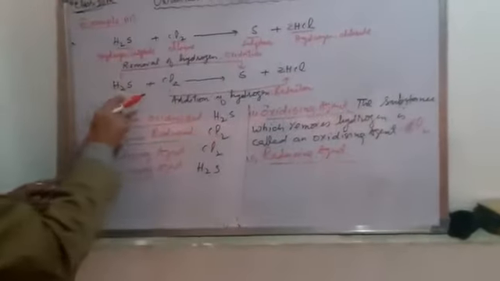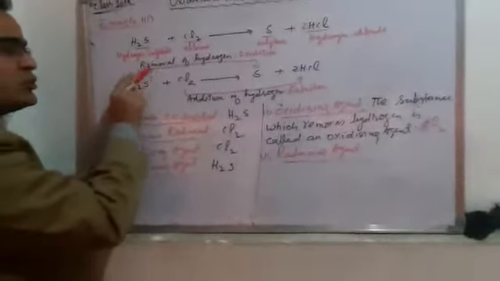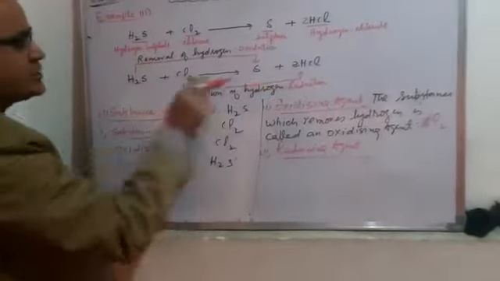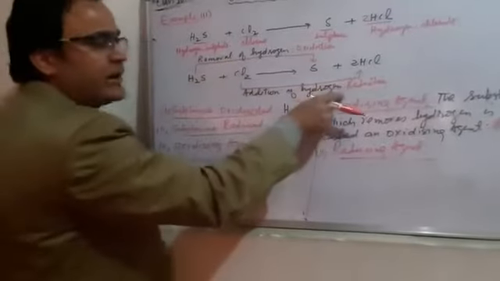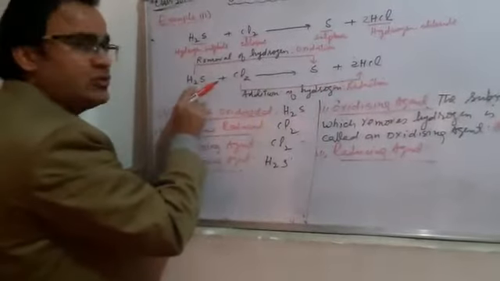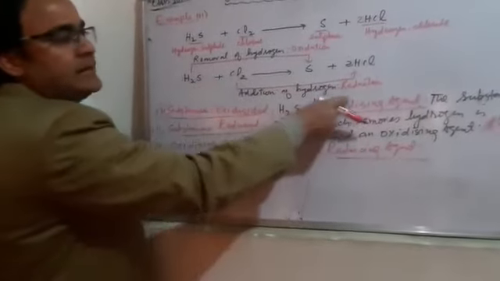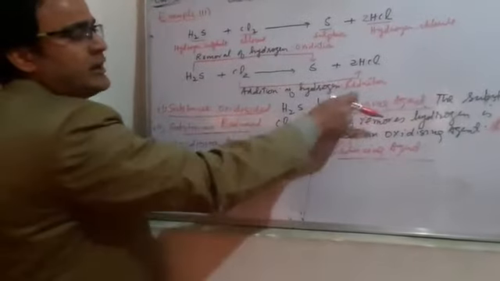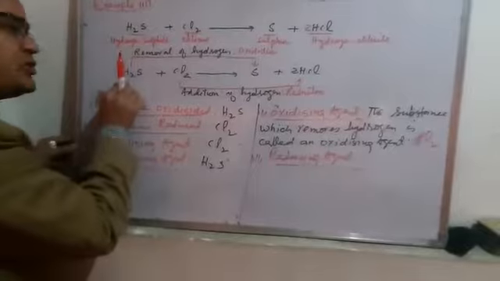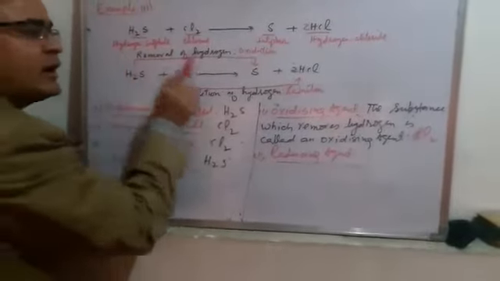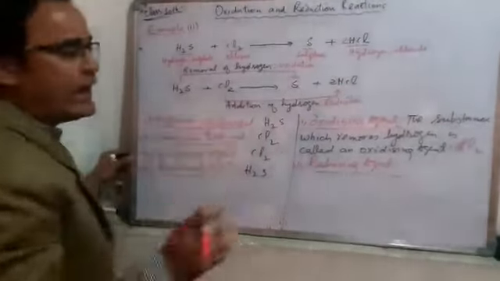The reducing agent is the substance which gives hydrogen for reduction. So here H2S gives hydrogen for reduction. H2S is actually losing hydrogen, and because of this loss of hydrogen, reduction takes place. So the substance which gives hydrogen for reduction is called a reducing agent.